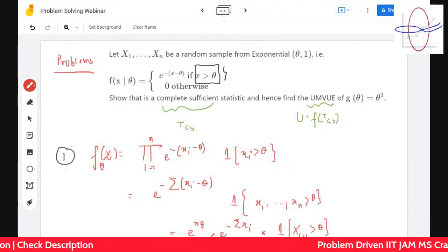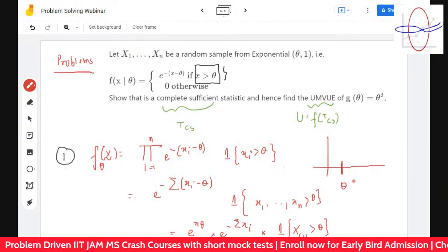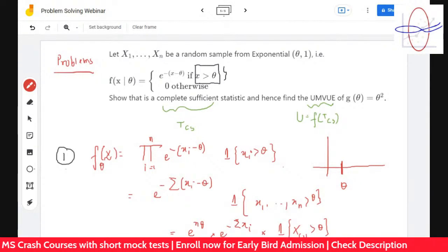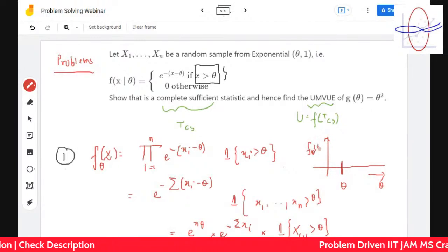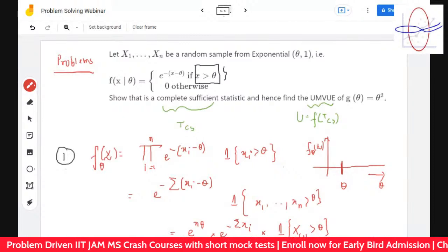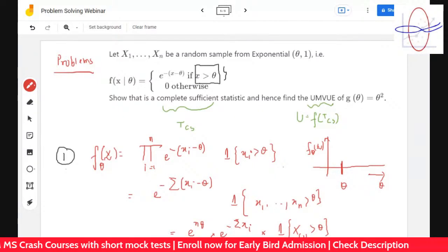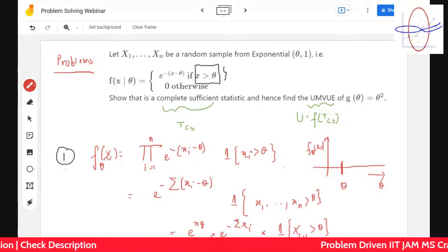Can you now tell me what will be the MLE, guys? With X1 greater than theta, it's very easy now. This is the theta, and this is the... yeah. So tell me now, what should be the MLE? I think, am I doing some mistake? Just give me a minute.